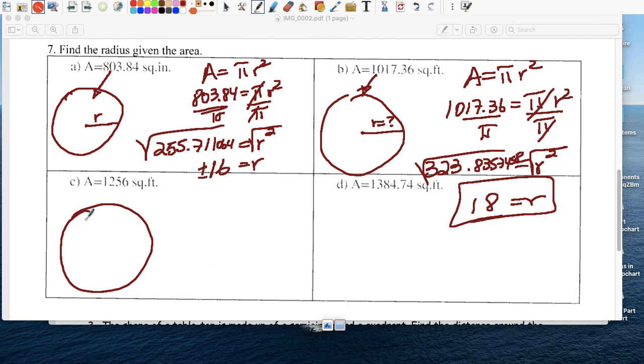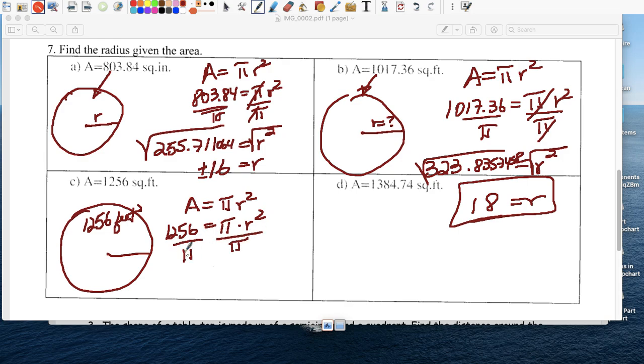1,256 is the area, square feet, or feet squared. We want the radius, again A equals pi r squared, 1256 equals pi r squared, divide both sides by pi. We want to isolate our r. So now our radius r is all by itself, but still has an exponent of 2. 1256 divided by pi, enter. Take the square root. You're going to get like 20. Round it. Enter, yeah. We get 19.9949. So just, again, I'll write it.